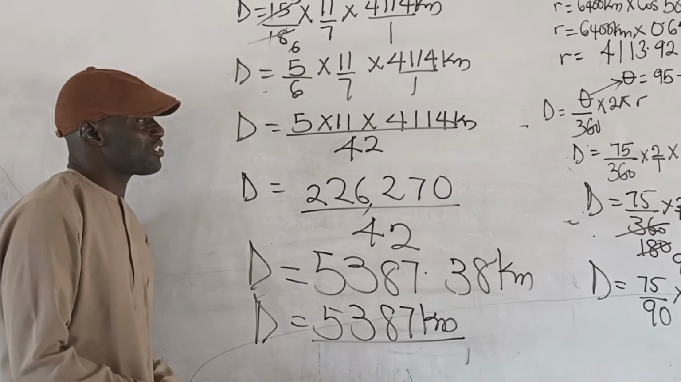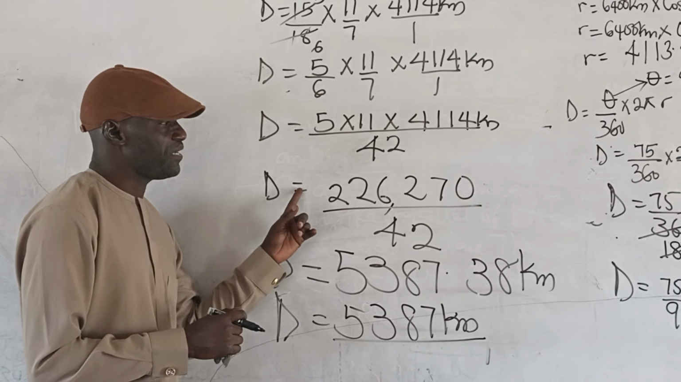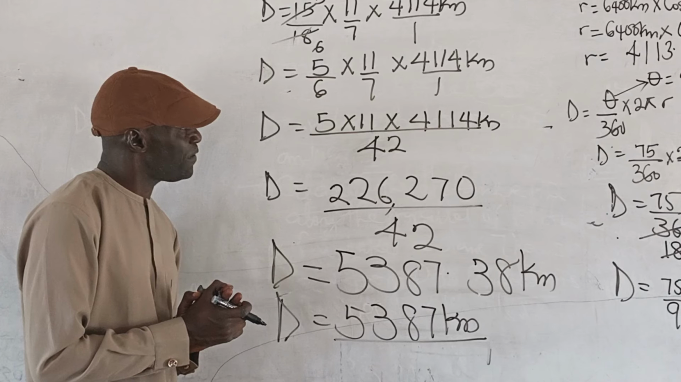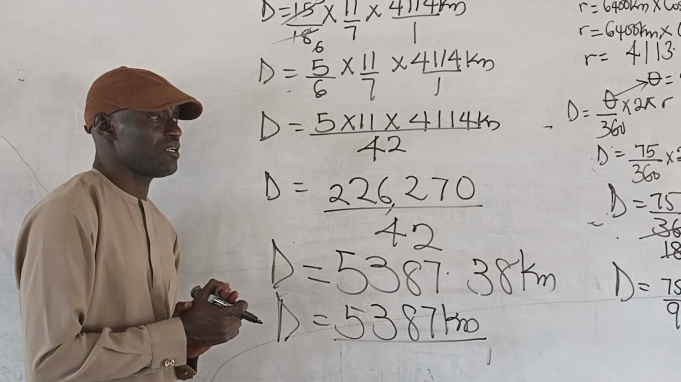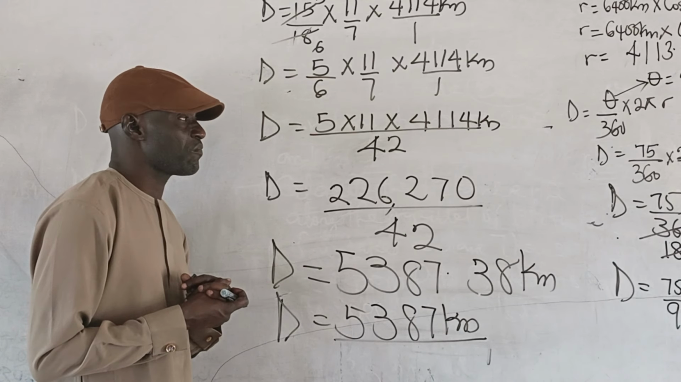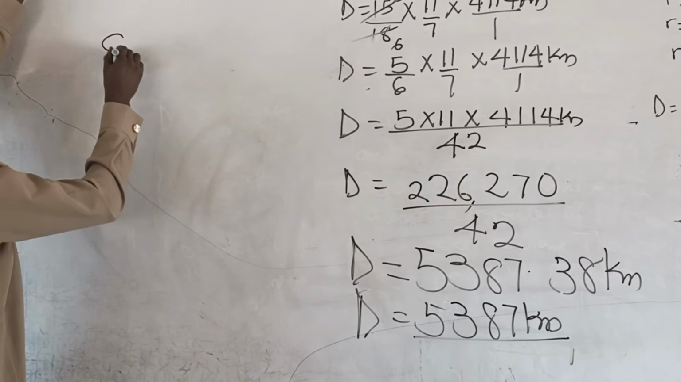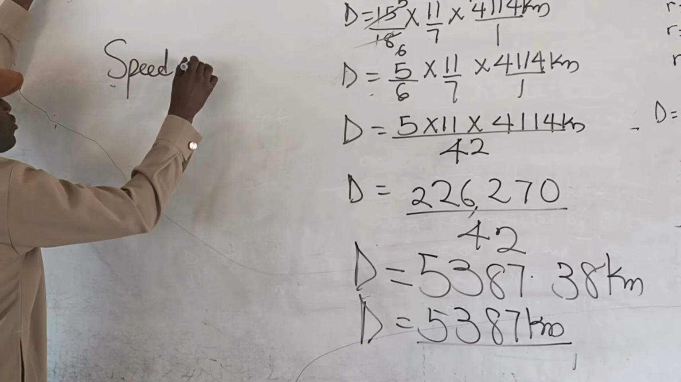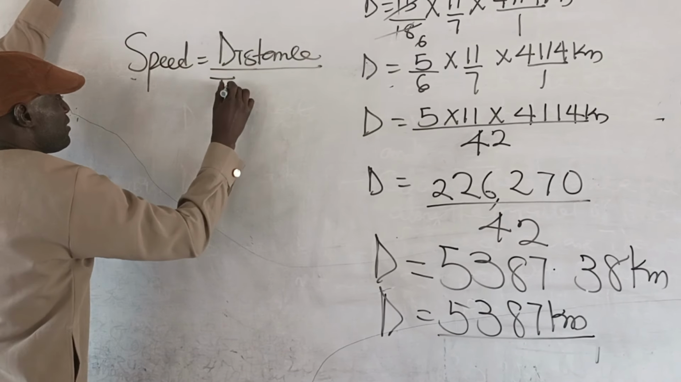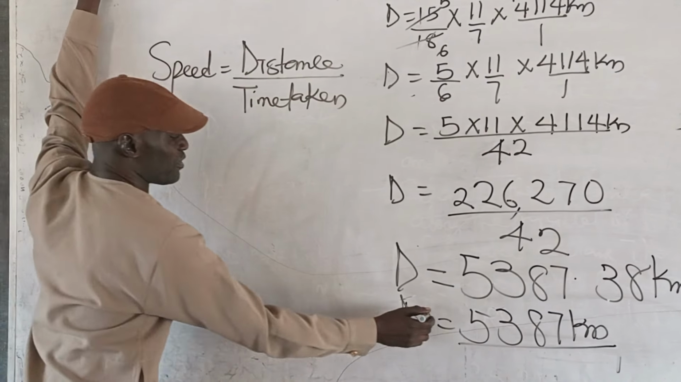Don't forget that with the question I gave, we have two questions there: a question for A and a question for B. We are done with the question for A, so now we go to B. In question B, I've given the formula we have to apply. We have to find the speed of the plane, and the formula is speed equals distance over time taken.